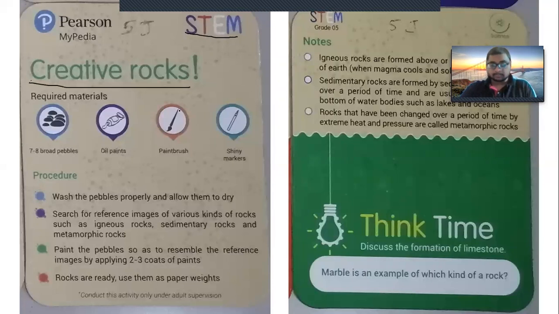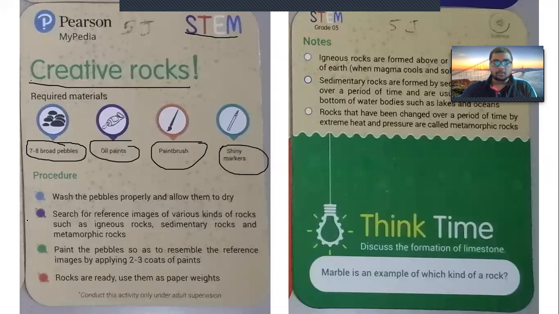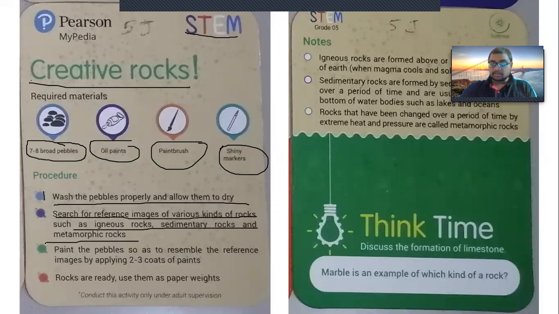These are STEM cards: science, technology, engineering, mathematics, and there is some activity for you. Its name is Creative Rocks. So let us start with the required materials. You will require 7 to 8 broad pebbles. Pebbles means small stones. You will require some oil paints, a paintbrush, and shiny markers. First, wash the pebbles properly and allow them to dry. Second, search for reference images of various kinds of rocks, such as igneous, sedimentary, and metamorphic rocks, on the internet. Third, paint the pebbles to resemble the reference images by applying 2 to 3 coats of paint.